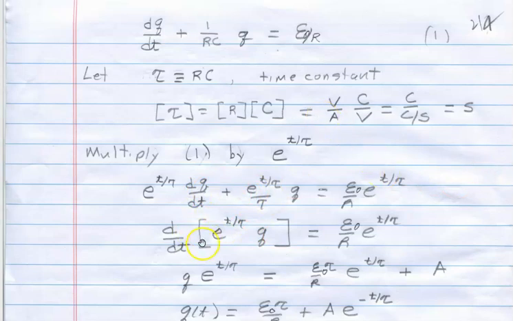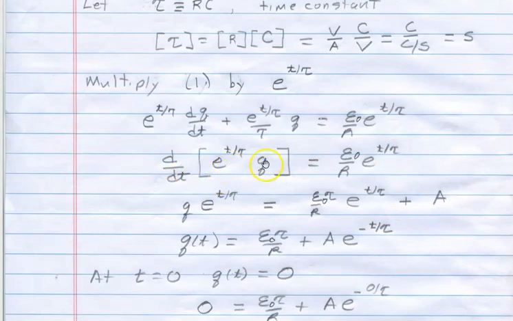And now I can just take the indefinite integral of both sides. Both of these are equal, so take the indefinite integral of this side. It's got to be equal to the indefinite integral of this side. And since it's an indefinite integral, one adds an integration constant.